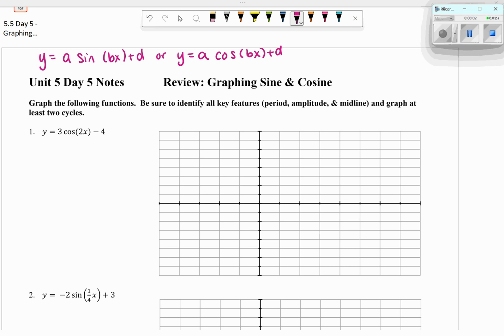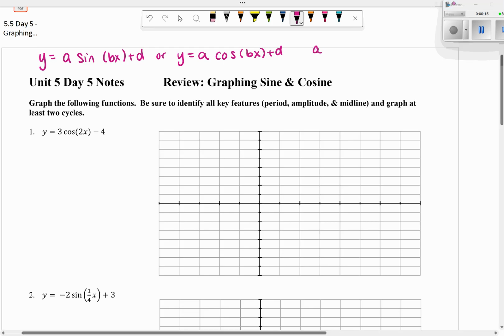Right, today we're going to talk about reviewing sine and cosine graphs. So recall, if you have y equals a sine bx plus d, or cosine, then remember we talked about a being the amplitude. And remember that the amplitude is always positive, it has to be positive because it's a distance. So if your a value is negative, you would have to take the absolute value of that.